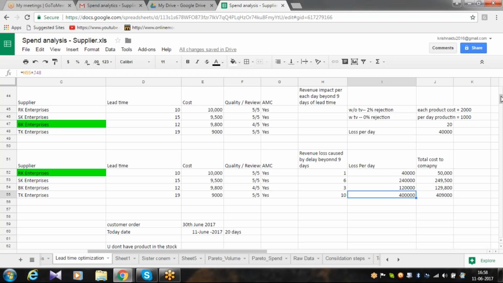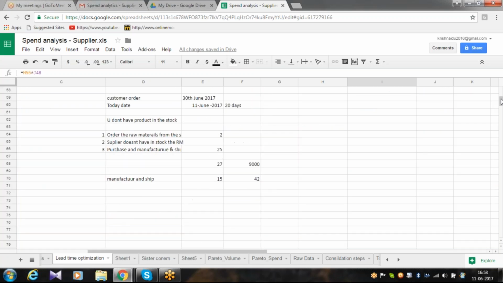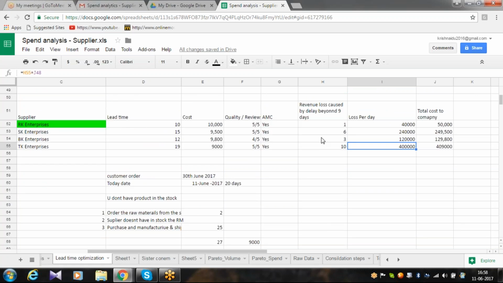So we need to understand this. Okay. Now comes the fact. Supplier TK Enterprise is giving me a good offer. So how should I tackle that? Because there is a benefit here, 9,000 rupees. There is a benefit. So how should I handle this? Now, the second question comes: why should I reject it? Okay, so let's see how to handle that now.